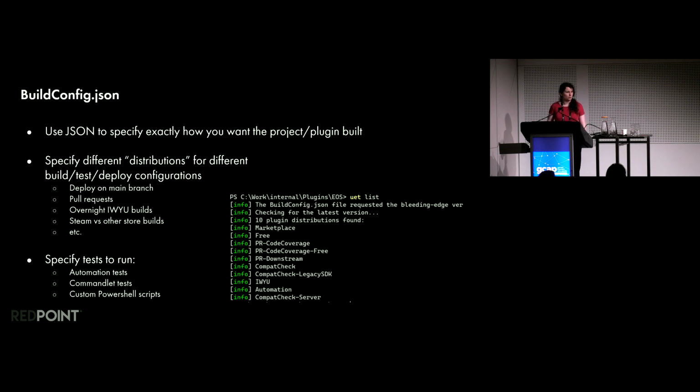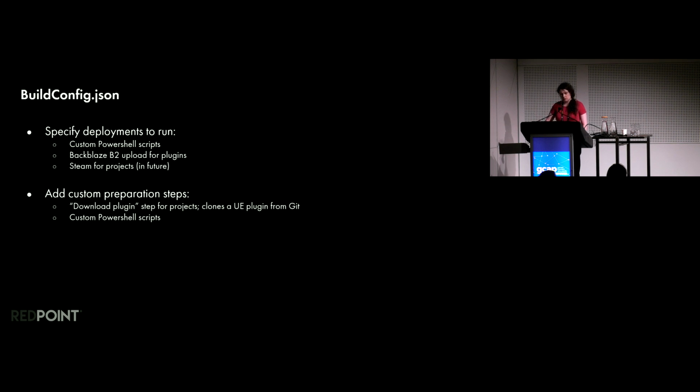You can also specify what tests you want to run on the build server, automation, commandlet, but you can also use custom PowerShell scripts so that you can do whatever kind of test you want. You can also set up deployments. Again, custom PowerShell scripts for if you've got something that isn't covered. For plugins, it supports uploading to Backblaze B2, which is just like a cheaper S3. And in future, I want to add support for deploying straight to a Steam channel for projects as well.